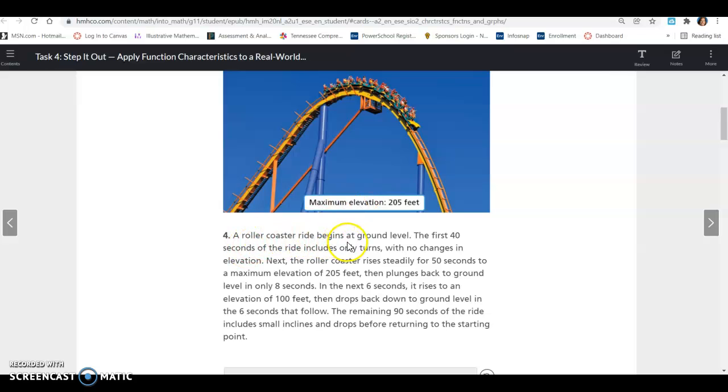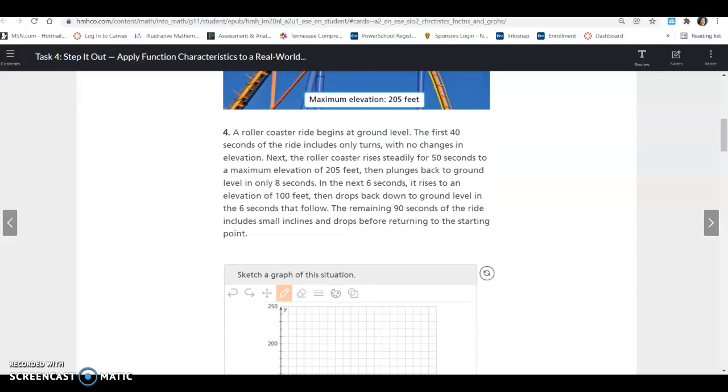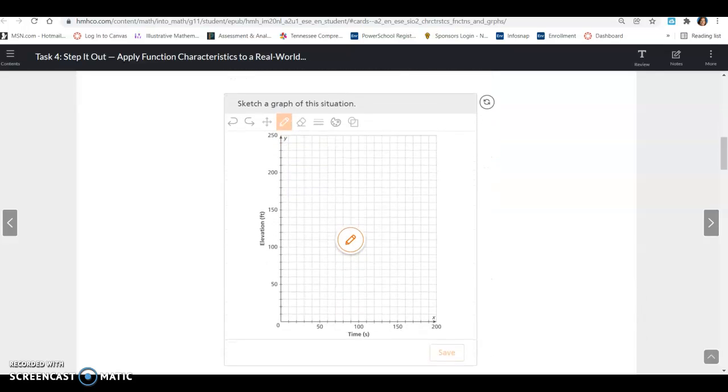So it says a roller coaster ride begins at ground level. The first 40 seconds of the ride includes only turns with no changes in elevation. Next, the roller coaster rises steadily for 50 seconds to a maximum elevation of 205 feet, then plunges back to ground level in only 8 seconds. The next 6 seconds, it rises to an elevation of 100 feet, then drops back to ground level in the 6 seconds that follow. The remaining 90 seconds of the ride include small inclines and drops before returning to the starting point. All right, so it says sketch the graph.